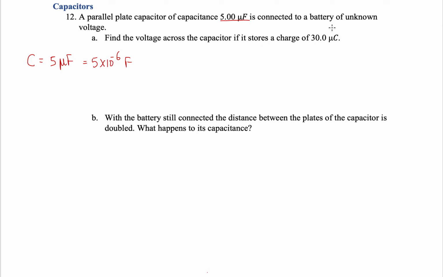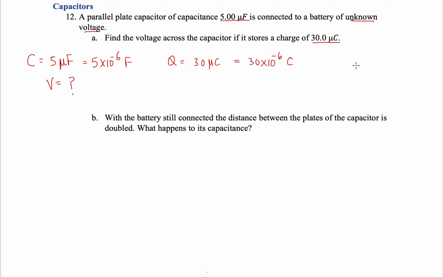Then it says it's connected to a battery of unknown voltage. That means we don't know what the voltage is, so V is missing. Then it says find the voltage across the capacitor if it stores a charge of 30 microcoulomb. So that's the value for Q, which is equal to 30 microcoulomb. Again we'll convert it, so 30 times 10 to the power of negative 6 coulomb.